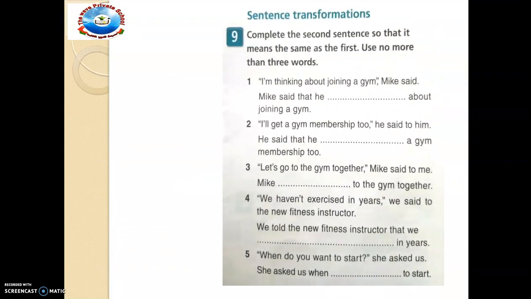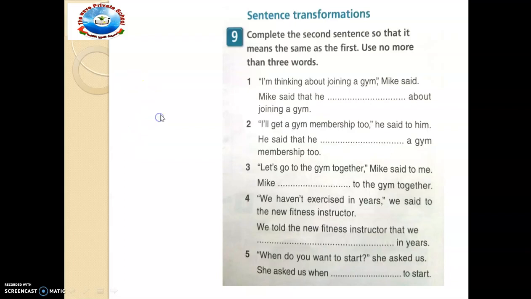And in exercise 9, we want to practice sentence transformation. The question says complete the second sentence so that it means the same as the first. Use no more than 3 words. So what are the 3 words we can add here to make I'm thinking about joining a gym, Mike said? What are the 3 words we can add here to make Mike said that he was thinking about joining a gym? Remember, not more than 3 words. So you can add 1 word or 2 words or 3 words. We cannot add more than 3 words.